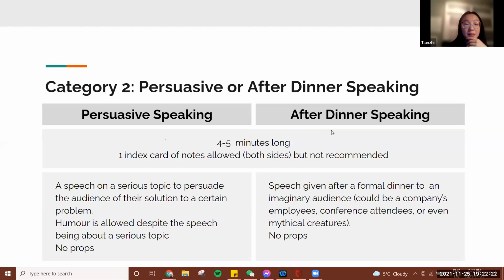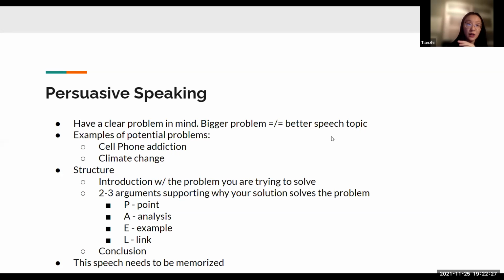So a few pieces of tips for persuasive speaking. And then after this, I'm going to talk more about after dinner. So for persuasive speaking, you want to have a clear problem in mind. Remember, the goal of a persuasive speech is to convince the audience of why you have a good solution for the problem that you picked up.